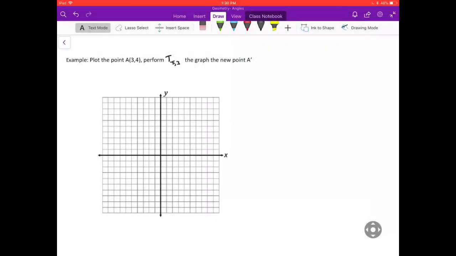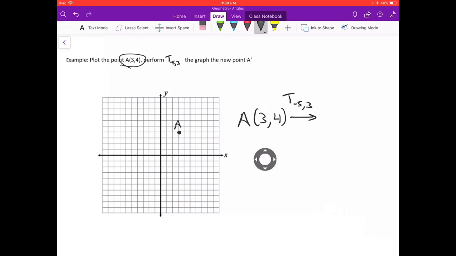All right, so for our first example, we're going to plot point A, which is (3, 4), and make sure that we label it. What I also like to do is draw my point over here on the side, (3, 4), with my translation of T(-5, 3). It says in the question that it's going to turn into point A prime, so I'm going to put my A prime right here.